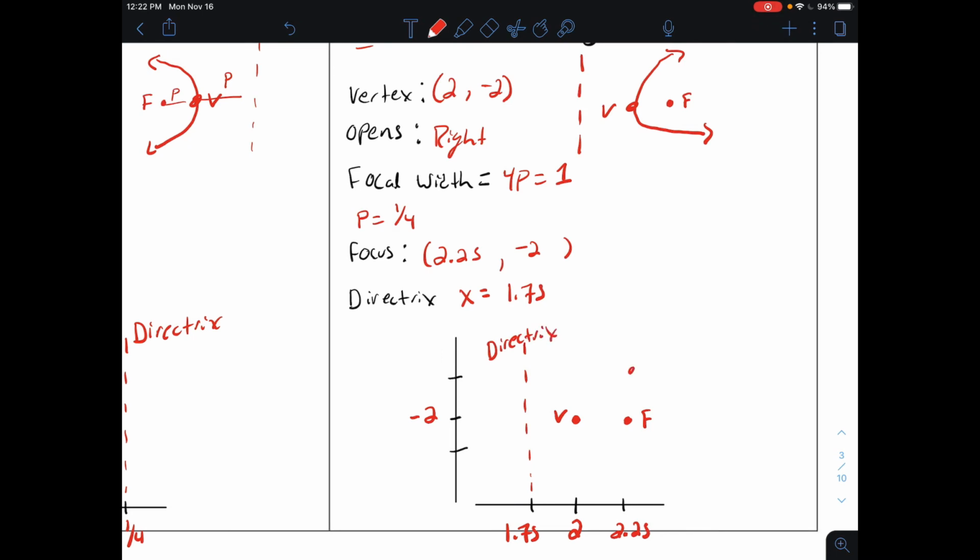Now we want to get the endpoints of the focal chord, so we get 3 points that lie on the edge of the parabola. The endpoints of the focal chord are 2p away from the focus in either direction. So we're going to add and subtract 2p to that y value of negative 2 to get those y values. So we have one y value of negative 1.5, one y value of negative 2.5, and then we can connect and make our sketch through those points there.